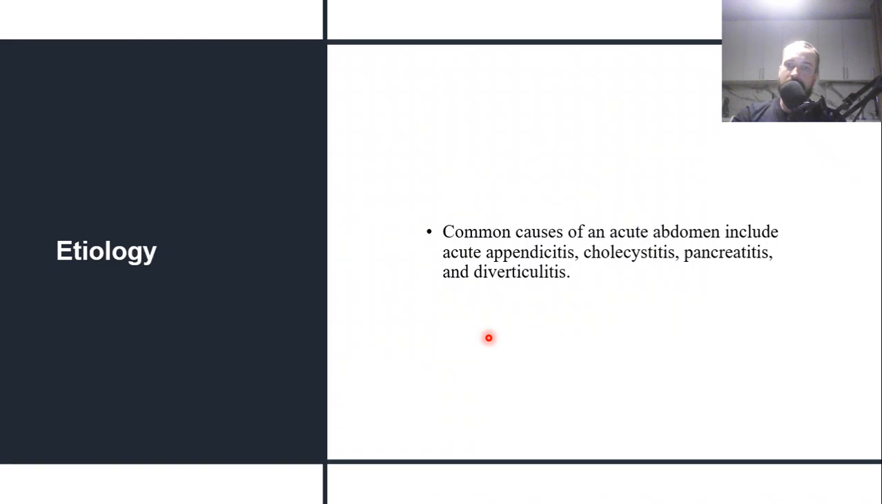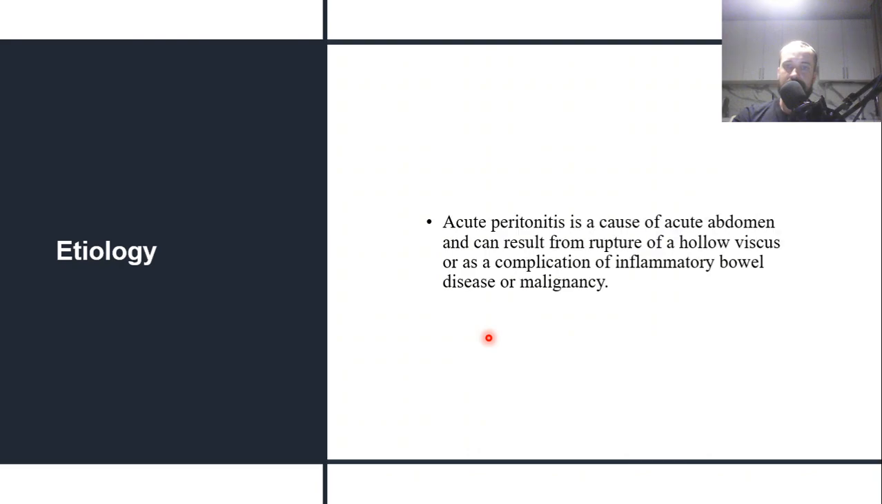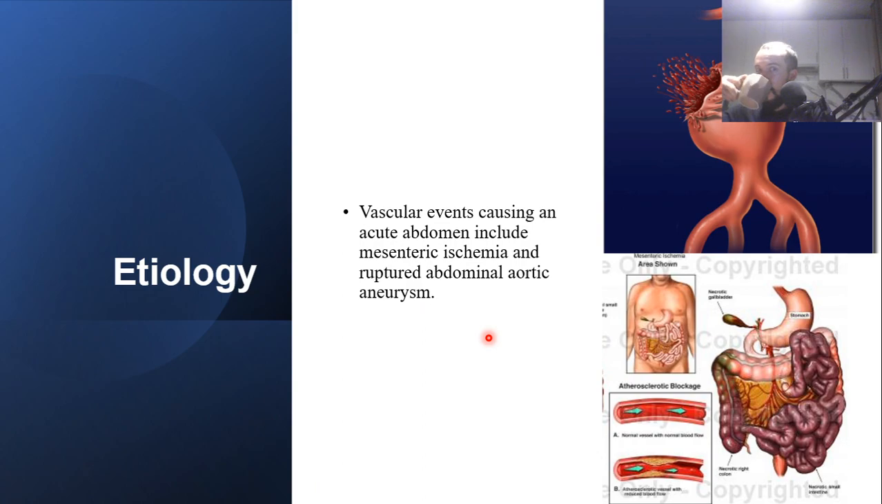Etiology. Common causes of an acute abdomen include acute appendicitis, cholecystitis, pancreatitis, and diverticulitis. Acute peritonitis is a cause of acute abdomen and can result from rupture of a hollow viscus or as a complication of inflammatory bowel disease or malignancy. Vascular events causing an acute abdomen include mesenteric ischemia and ruptured abdominal aortic aneurysm. There you see a ruptured aneurysm, and there you see mesenteric ischemia.